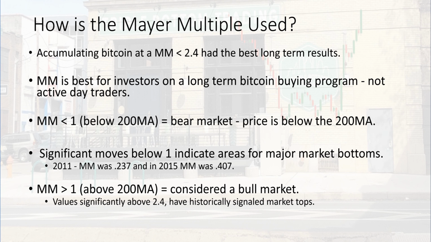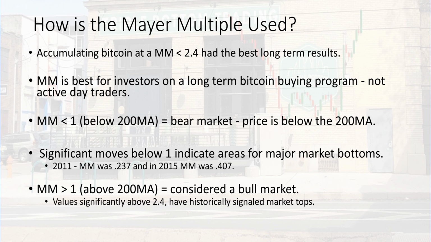Now the interesting thing to note here, and this is where the Mayer Multiple becomes particularly fascinating, is that significant moves below 1 indicate areas for major market bottoms. In 2011, the Mayer multiple was 0.237, and in 2015, the Mayer multiple was 0.407. Those were historically low numbers. And then for Mayer multiples above 1, that means the price is above the 200-period moving average, then we're considered to be in a bull market, and values significantly above 2.4 have historically signaled market tops.